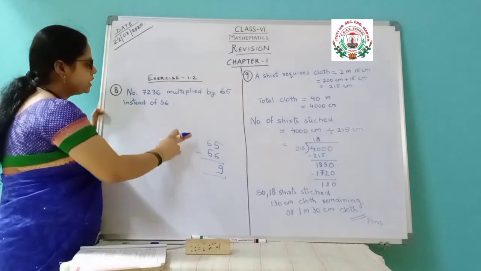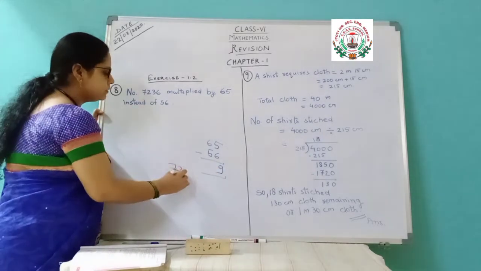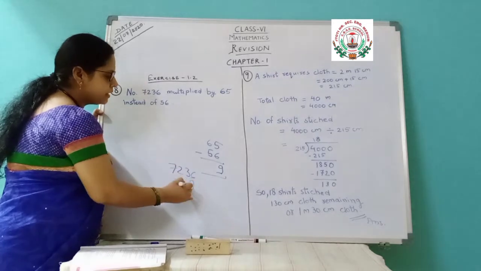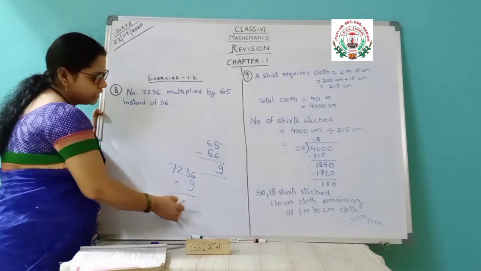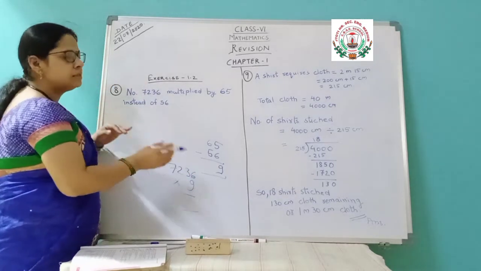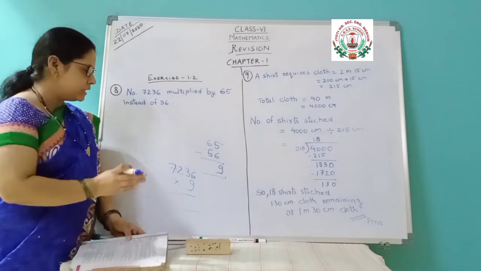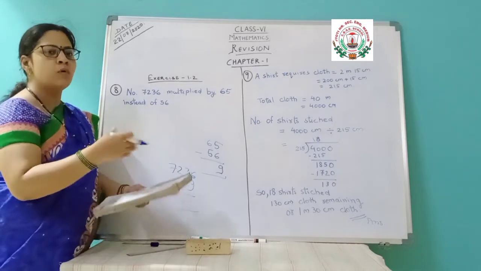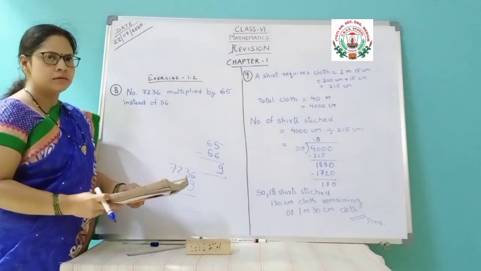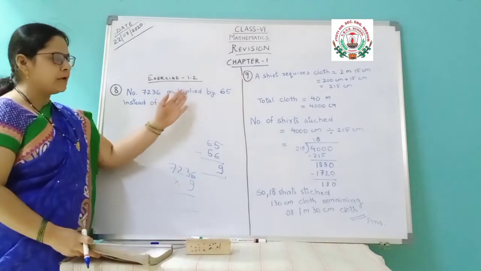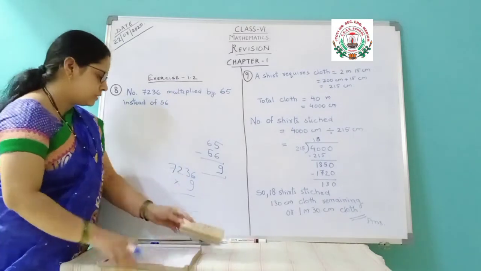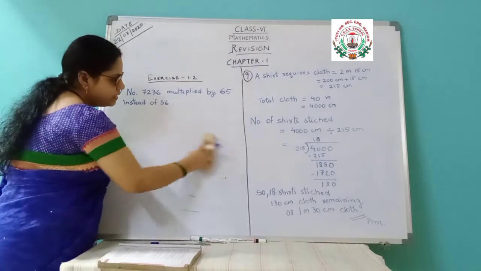So you just have to multiply 7236 by 9. The answer you will get is how much greater the wrong answer is than the correct answer. So you don't have to multiply by both these numbers. This is the way. So how will you be writing this?